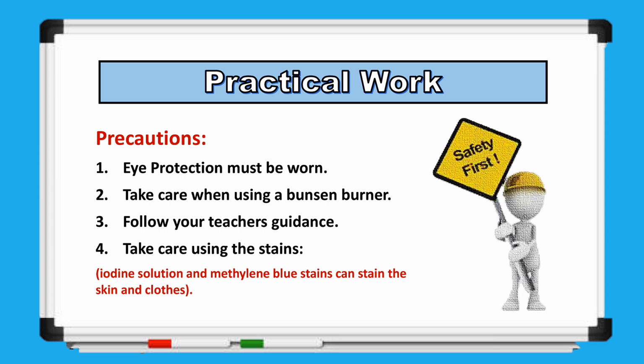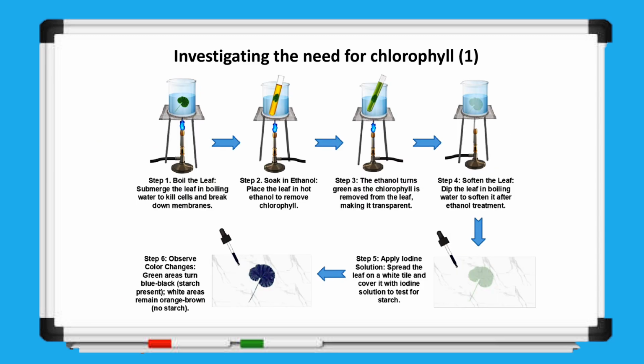And finally, be especially careful when using stains like iodine solution or methylene blue. These chemicals can easily stain your skin or clothing, so handle them with caution. Once you've taken all the necessary safety steps, you'll be ready to begin the practical work. Let's get started. Let's begin our investigation by exploring the need for chlorophyll in photosynthesis.